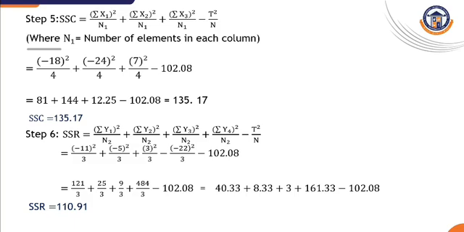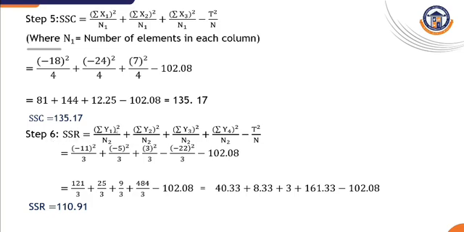Here the columns are equal, with 4 data in each, therefore I write minus 18 square divided by 4, minus 24 square divided by 4, plus 7 square divided by 4, minus the correction factor 102.08. Adding these three values and subtracting 102.08, the final answer for the sum of squares is 135.17.